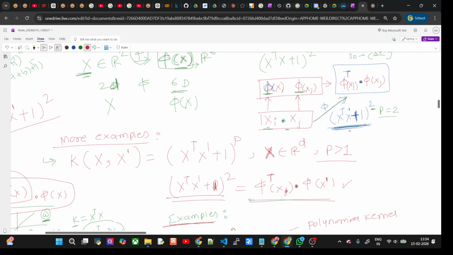So for these functions, we now consider x transpose x prime plus 1, whole square. I showed that this gives you phi of x into phi of x prime, that is, x into x prime, as I showed you.